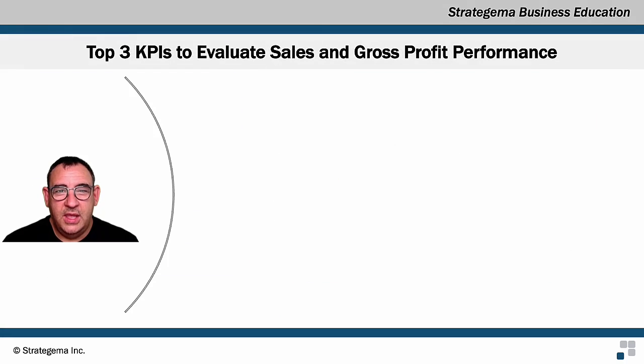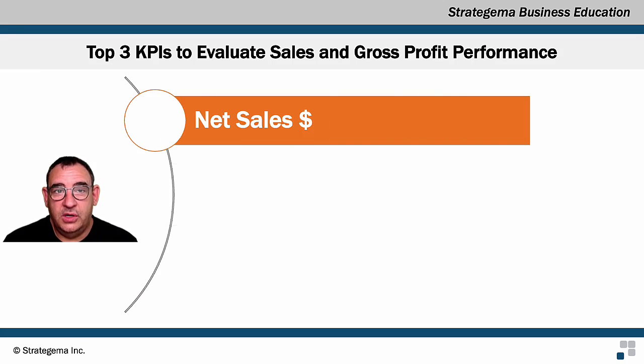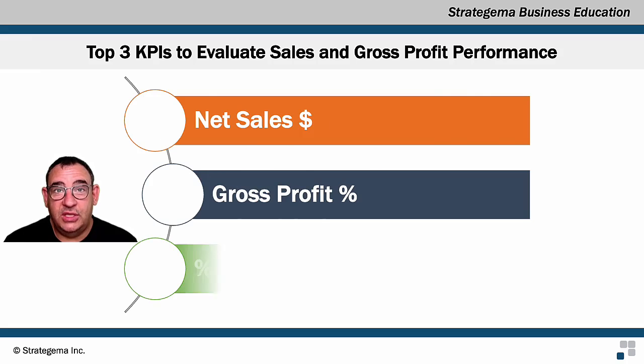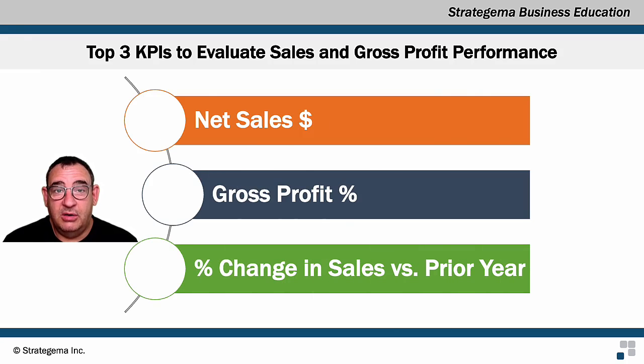So in summary then, as you saw, there are really only three key performance indicators, or KPIs, that you need to meaningfully evaluate your sales and gross profit performance. They include net sales dollars, gross profit percentage, and the percentage change in sales over the same period for last year. And all you need to calculate them are sales and cost of goods sold.